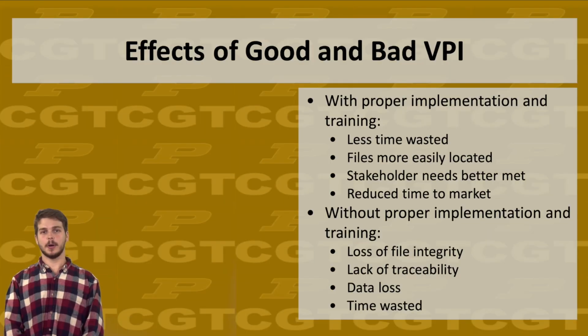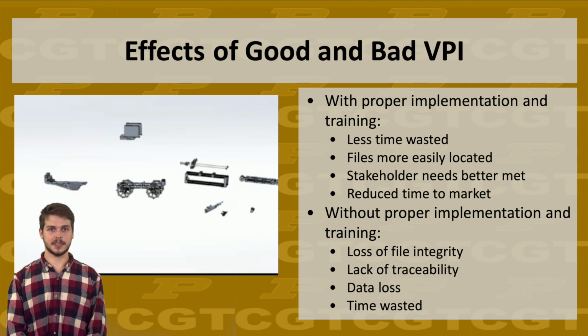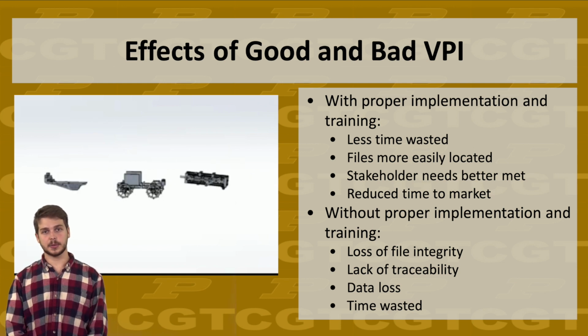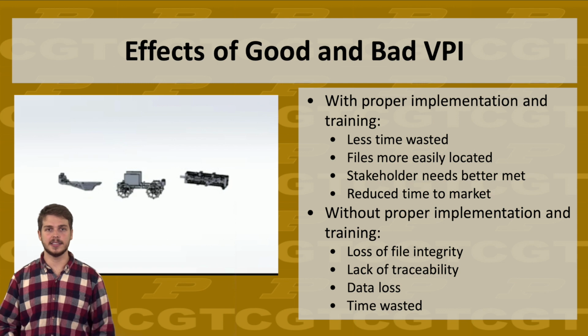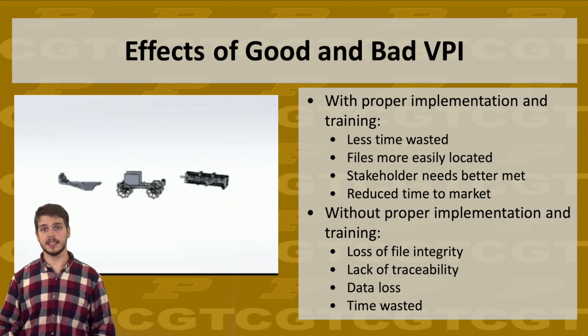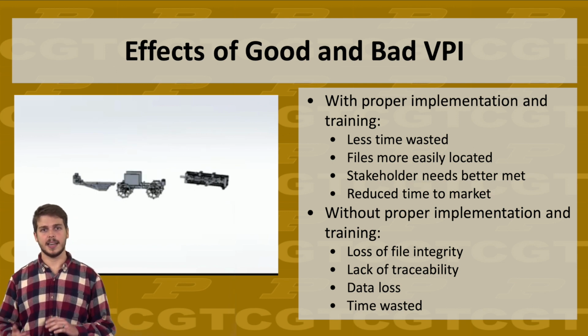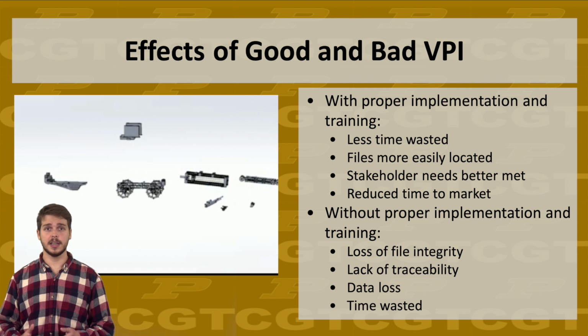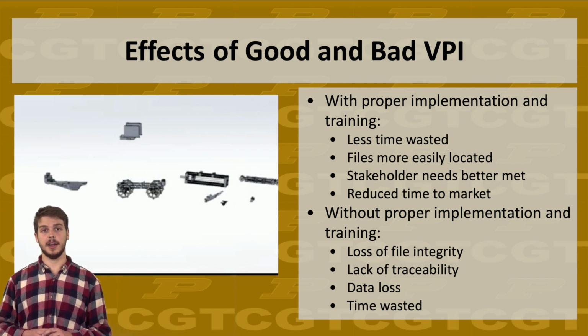This experience shows both what can go wrong in a PDM installation and how to counteract those problems. With proper training and appropriate virtual product integration, users in a PDM system spend less time searching for and repairing lost data, allowing them more time to ensure the product meets stakeholder needs and reducing time to market. Without these measures in place, multiple conflicting versions of a file can be saved simultaneously in different locations, and data is frequently lost, leading to confusion, loss of file integrity and traceability, and more time wasted searching for and repairing data.